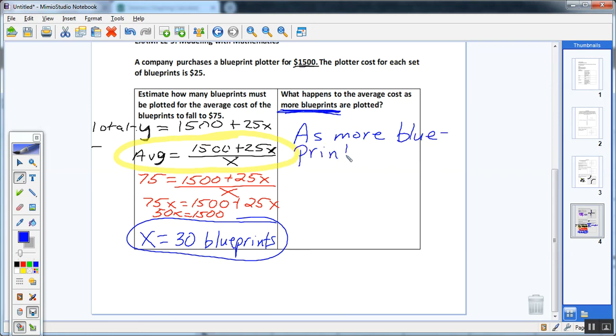I'm writing in blue. Here's my blueprint. Come on, I thought that was pretty good. Wasn't that good?